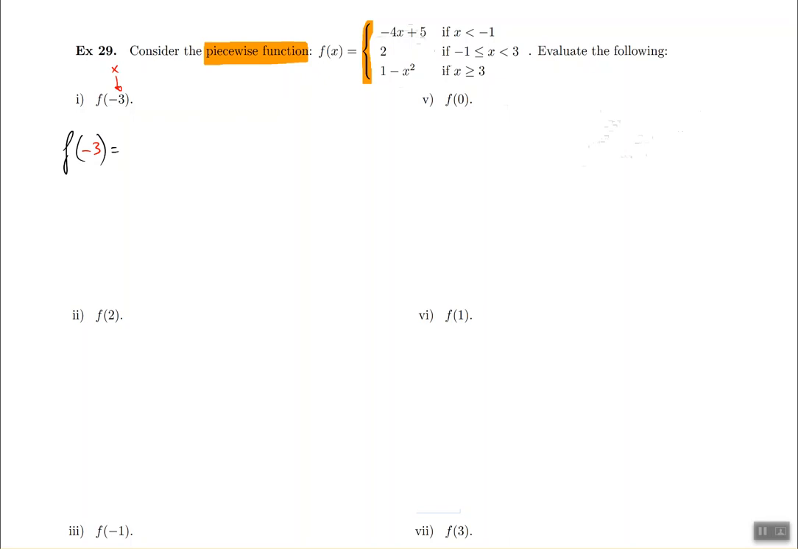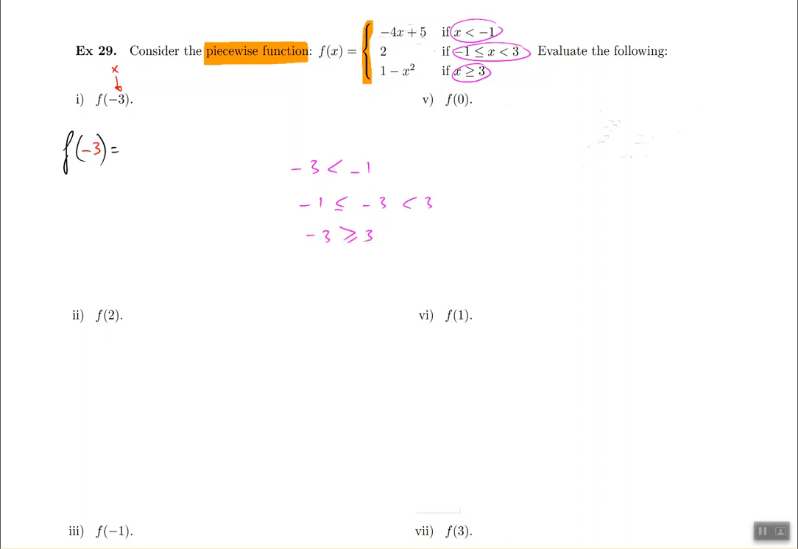Now, this could tend to be a little bit confusing, so let's explain it one step at a time. First of all, you're going to look at the -3 and decide whether -3 is less than -1, or greater than or equal to -1 but less than 3, or greater than or equal to 3. So which one of these three does -3 satisfy? If you were to put -3 into all of these inequalities, would it make the first one true, or the second one, or the third one? Which one of these is true?